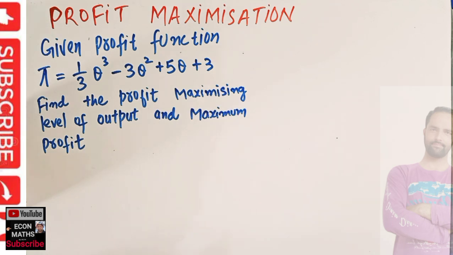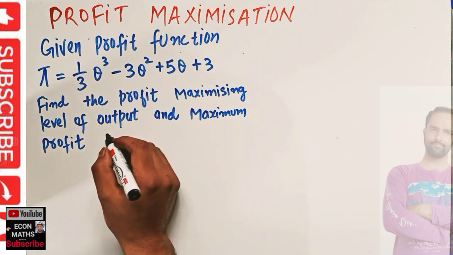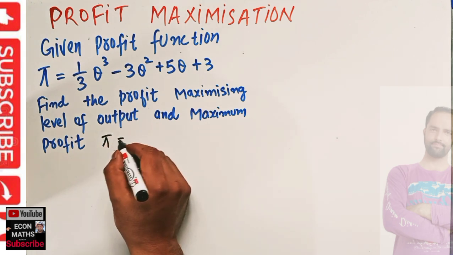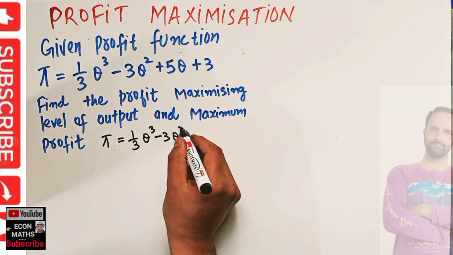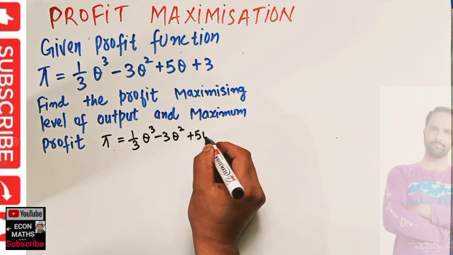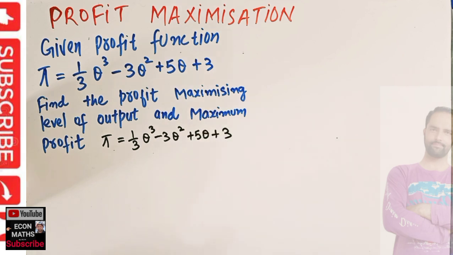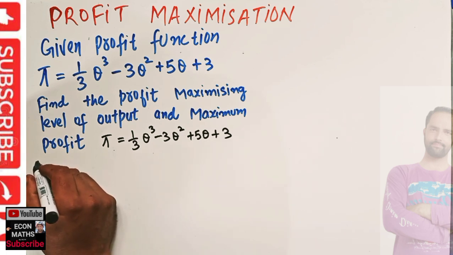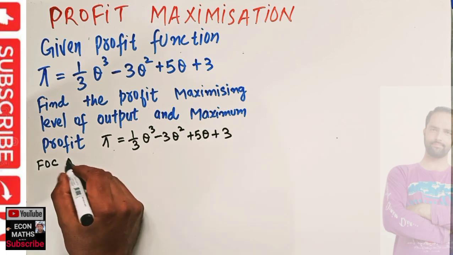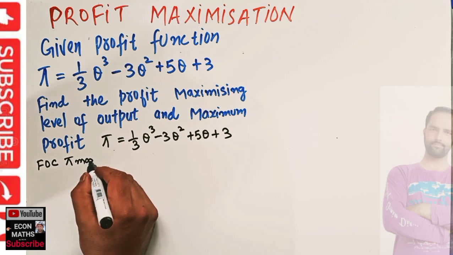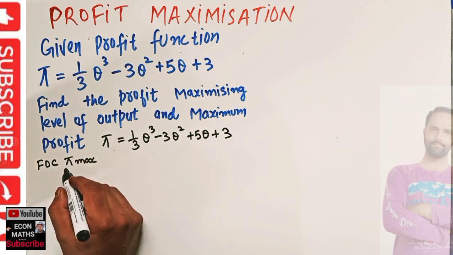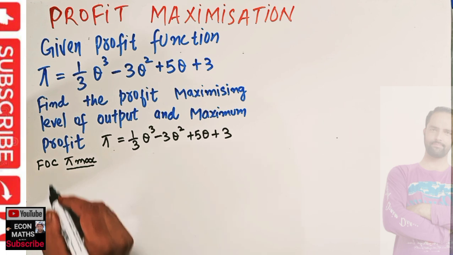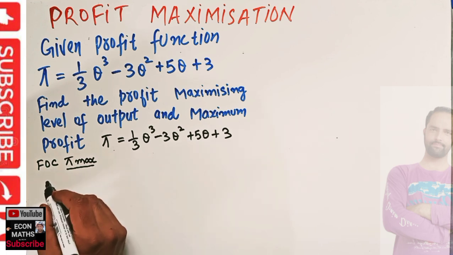So what we are being given is the profit function, and let's write it again here: 1/3 q cubed minus 3q squared plus 5q plus 3. This is our profit function. Now the first order condition for profit maximization requires that the marginal profit should be equal to 0.